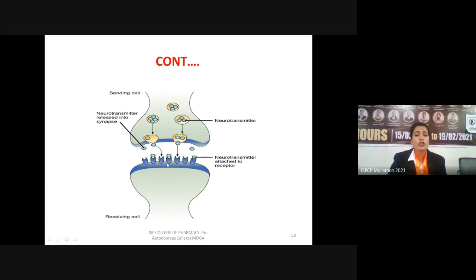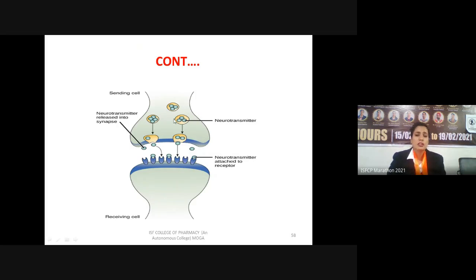These signals here are in the form of neurotransmitters. Neurotransmitters are the chemical messengers stored in the synaptic vesicles. How does this signaling take place? First of all, these vesicles will fuse to the membrane of the presynaptic neuron. After merging with this membrane, they will release their contents, the neurotransmitter, into the synapse, that is the space between these two neurons.